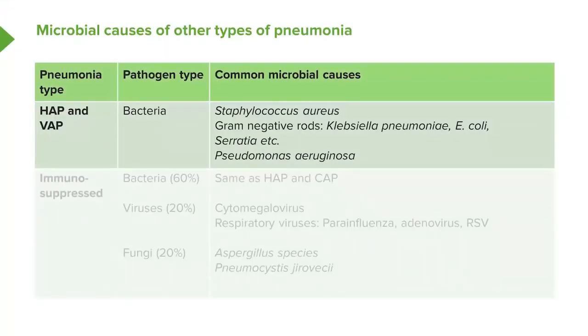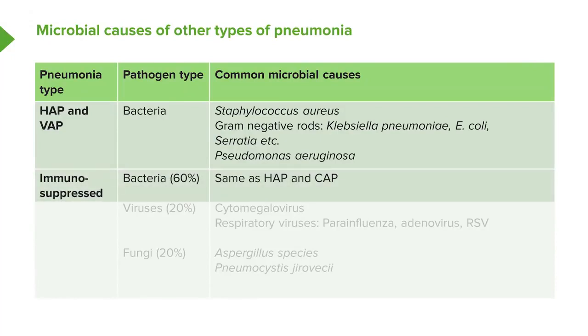So, for example, for hospital-acquired pneumonia, the common organisms causing disease in those circumstances would be Staphylococcus aureus and the gram-negative bacteria: Klebsiella, E. coli, Serratia, and Pseudomonas aeruginosa. And these organisms are harder to treat and do not respond to the standard amoxicillin and macrolide therapy that you use for community-acquired pneumonia. So they require very specific treatments.